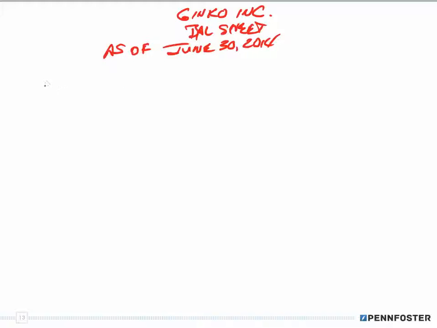Okay. So the next thing is we put in our category headings: assets, liabilities, stockholders' equity, and I'm abbreviating here.